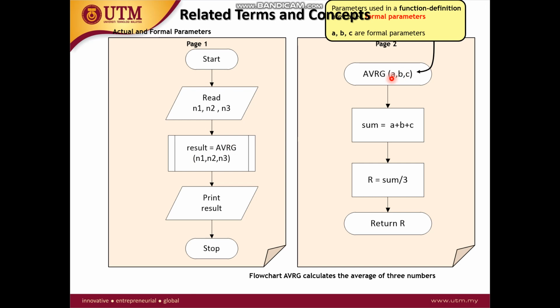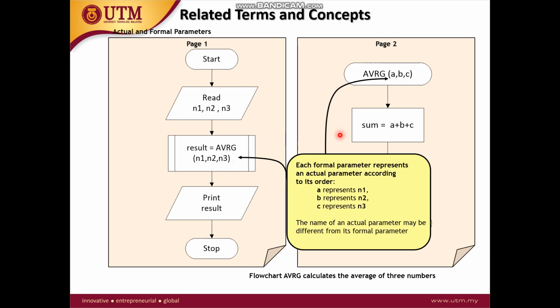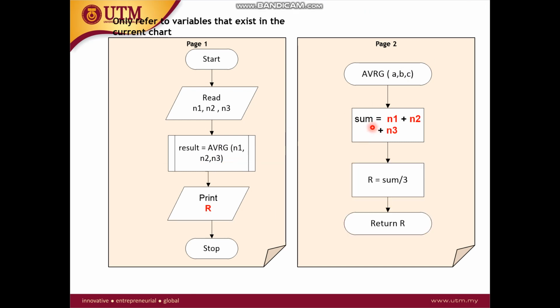So this A is going to be replaced by n1, B by n2, C by n3, and it has been doing like that. But we can't say sum n1, n2 and n3. We have to say sum A, B, C, because this function doesn't recognize n1, n2, n3. It only recognizes A, B and C, while A, B and C are the representations of n1, n2 and n3.